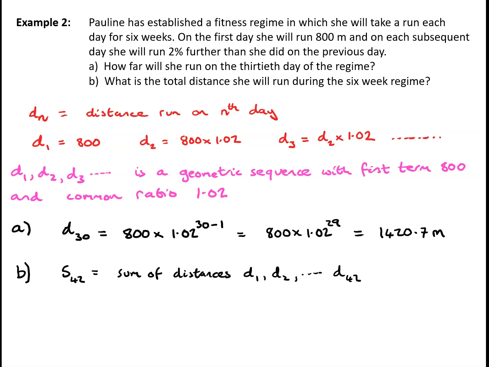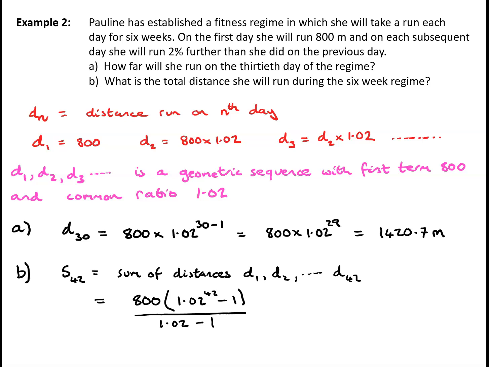The total distance that she runs in the 6 weeks will be S42. That's the sum of the distances, D1, D2, all the way up to D42, because there are 42 days in 6 weeks. Using the formula for the sum of a geometric sequence, we know that the sum is a times r to the n minus 1, all divided by r minus 1.